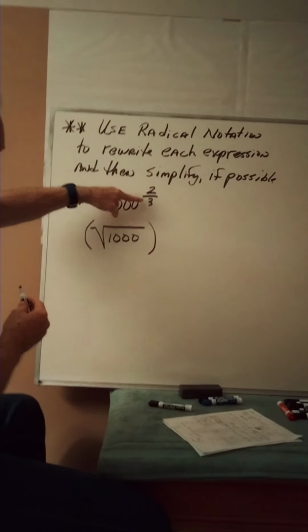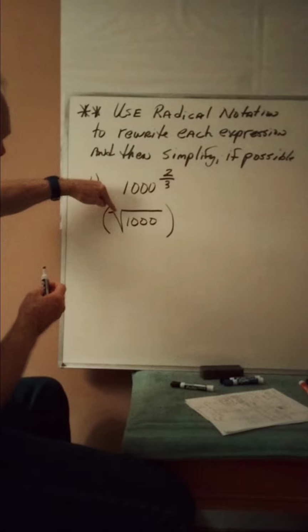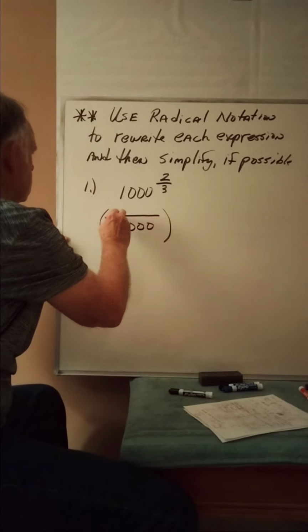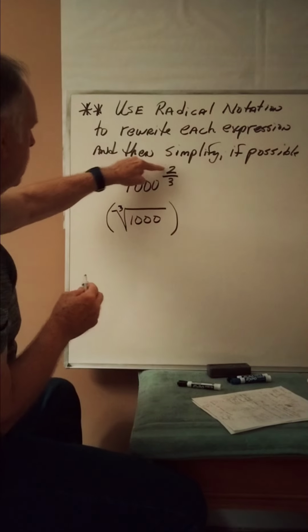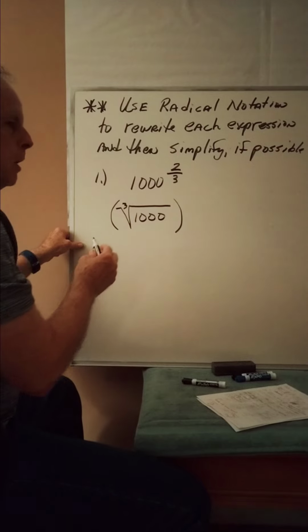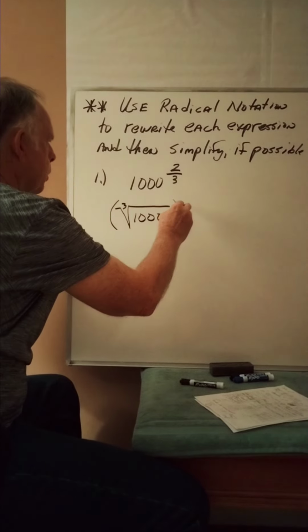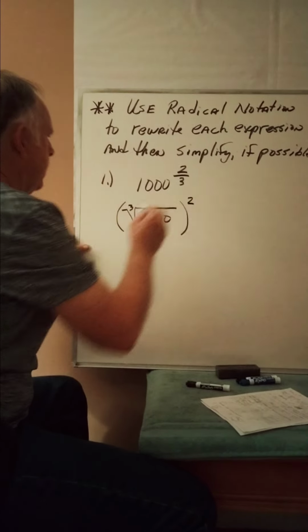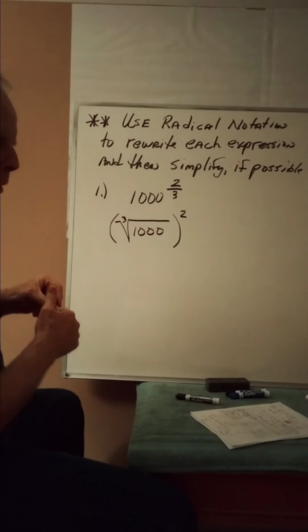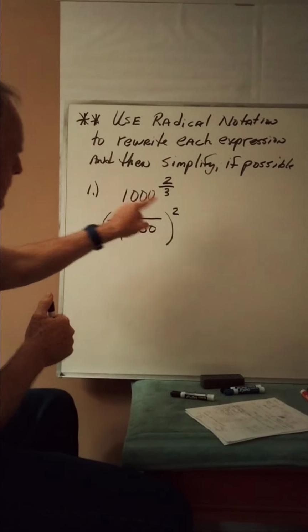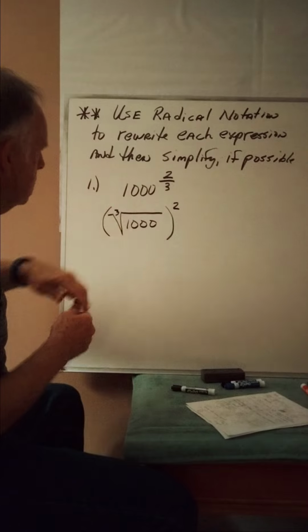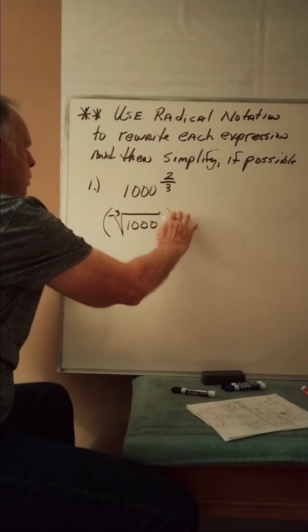The denominator of the rational exponent becomes the index. And the numerator of the rational exponent becomes the exponent, which we're going to situate outside. Because notice this for a second before I do it. That exponent of 2 can go there, or it can also go there.